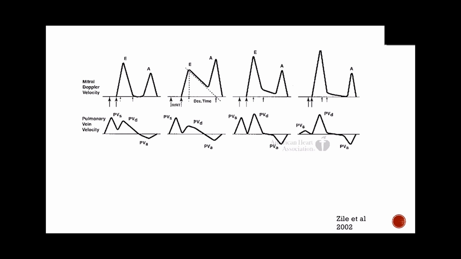So here are examples of what happens with your pulmonic vein flow during progression of diastolic dysfunction. So early in diastolic dysfunction, you start to see a decrease in your flow during your D wave. And that's primarily because now you have a higher pressure in your left atrium. And so there's going to be less flow going from the vein into the atrium.